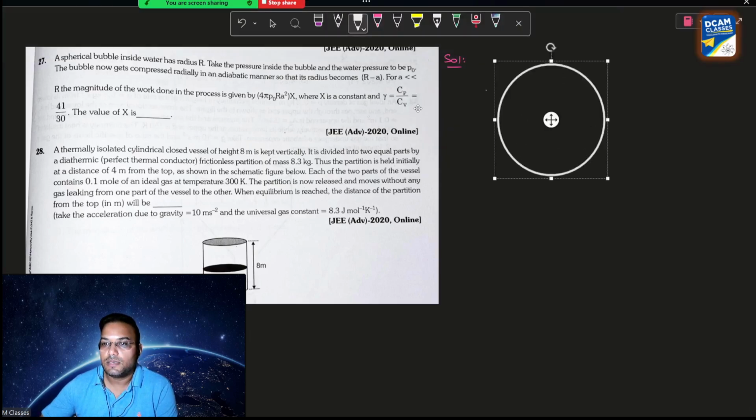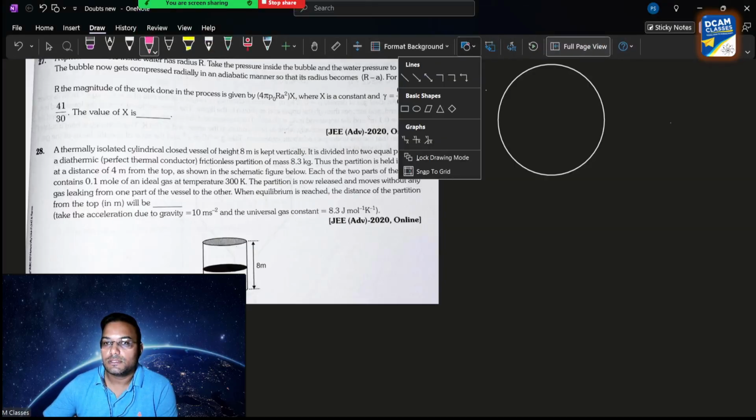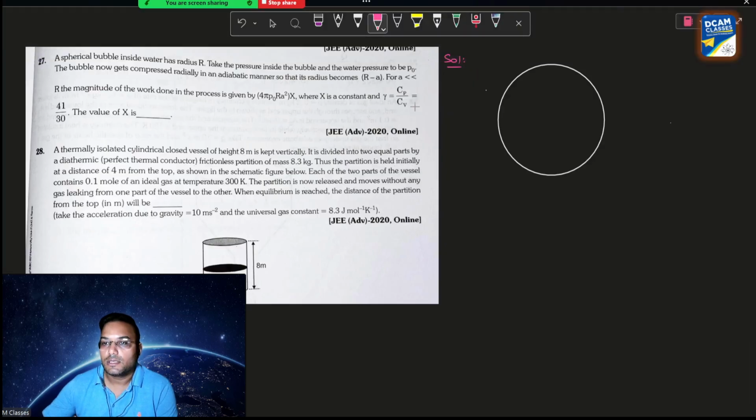This is our bubble. Now it has been compressed radially so that it becomes smaller; it compresses by a distance of a. The initial radius given to us was capital R.